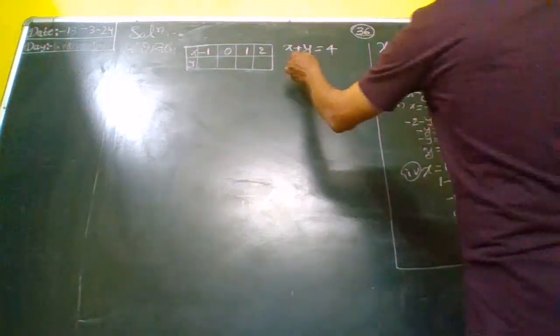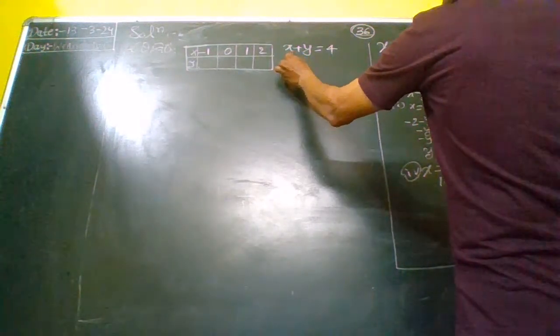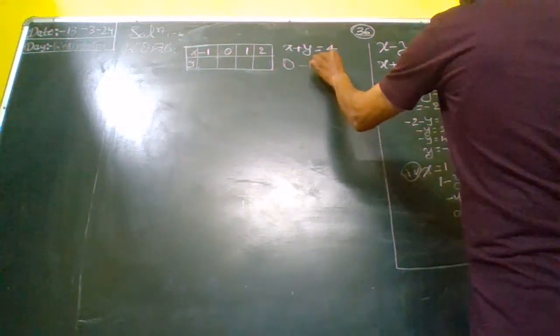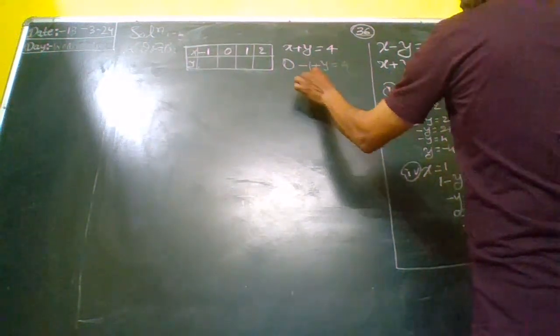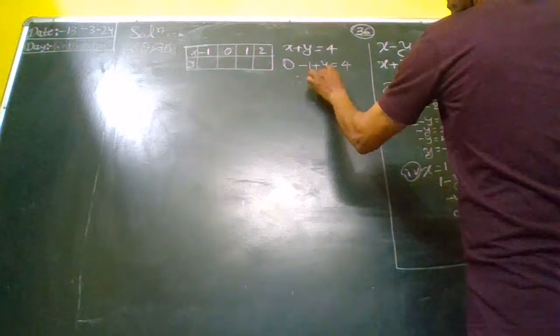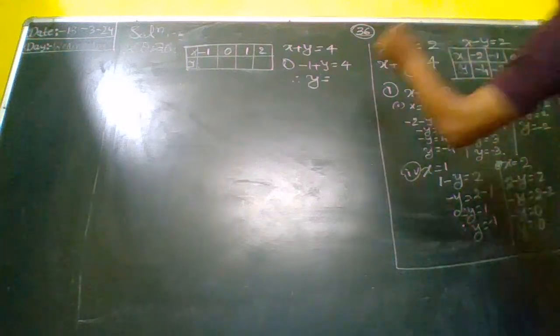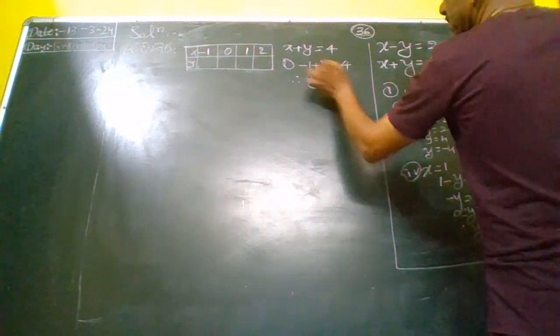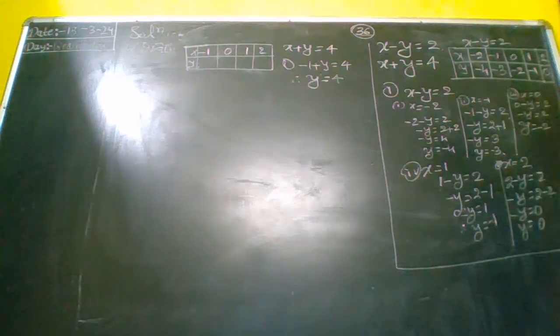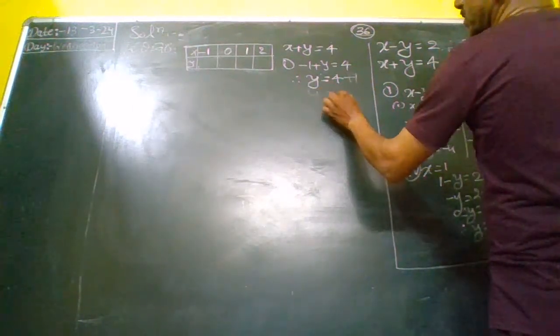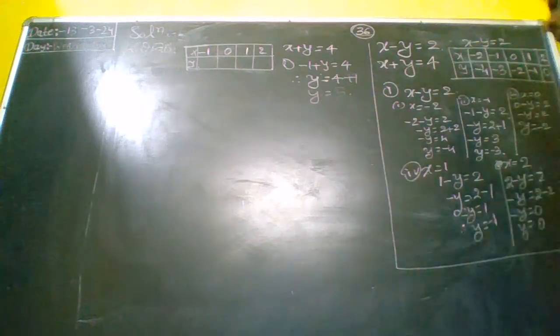So what does it become now? Number 1, minus 1 plus y is equal to 4, and therefore y is equal to... The minus 1 goes from the LHS to the RHS, from the left side to the right side. A plus becomes minus, and a minus becomes plus. So here, since it is a minus, when it goes from left to right it becomes plus. Therefore y is equal to 5.